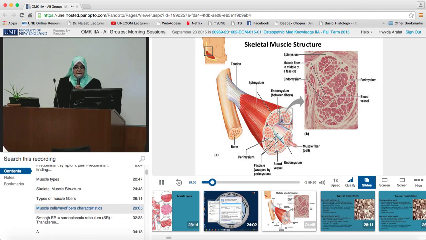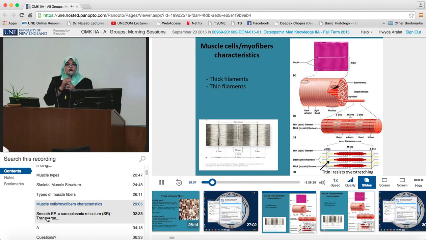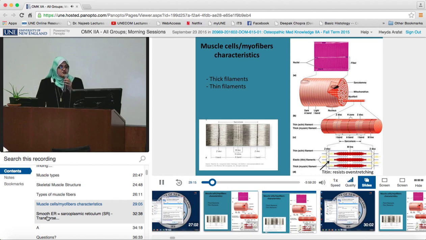So structure-wise, you know that. You all know that the striated or the skeletal muscle fibers are striated. They're multinucleated, and each muscle fiber contains these peripheral nuclei. This is a diagram to show. And each muscle fiber contains these myofibrils.